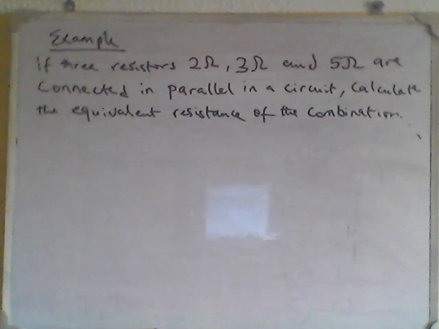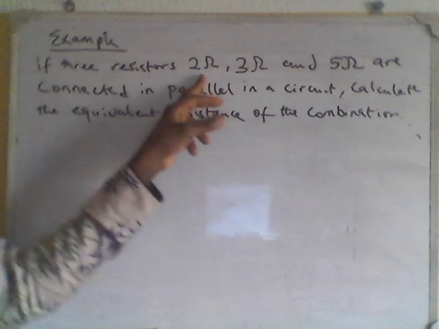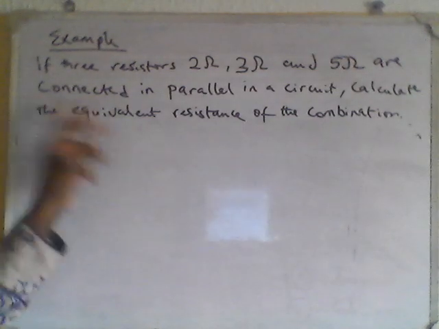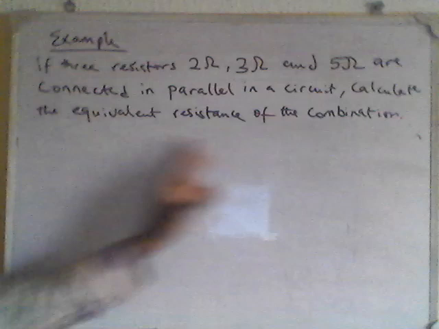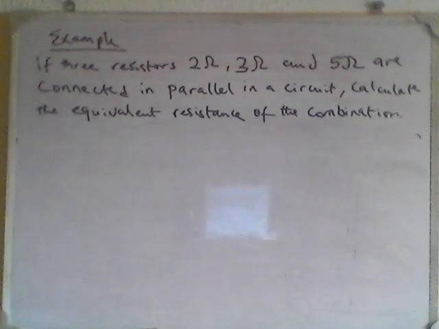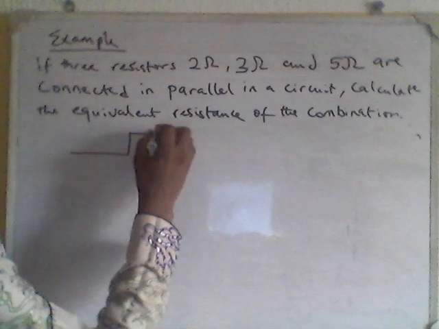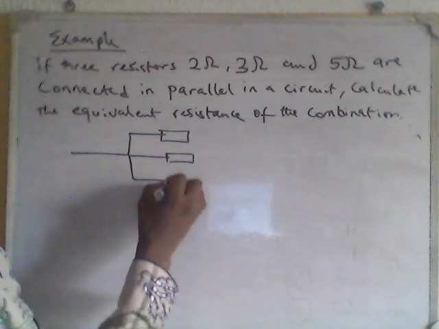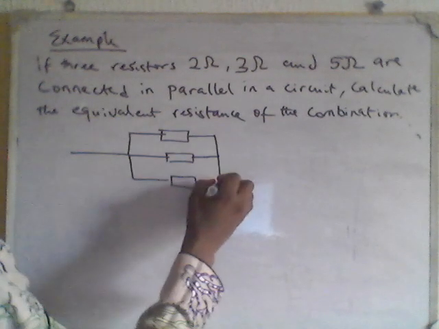So we have an example on the board here. It says if 3 resistors, 2 ohms, 3 ohms, and 5 ohms are connected in parallel in a circuit, calculate the equivalent resistance in the combination. So look at how it is being visualized like this. 1 here, 1 here, 1 here. So this is parallel connection, like I said in the previous discussion.